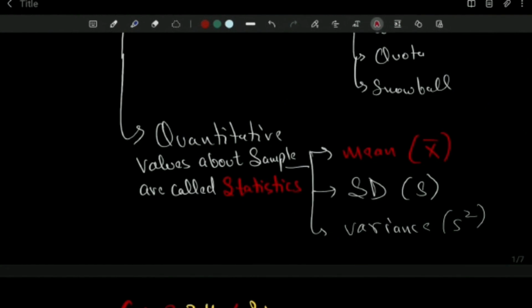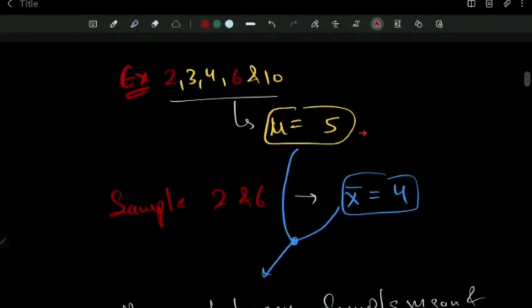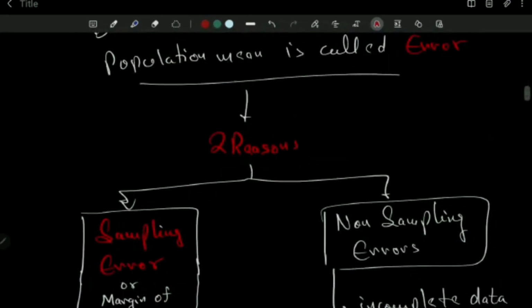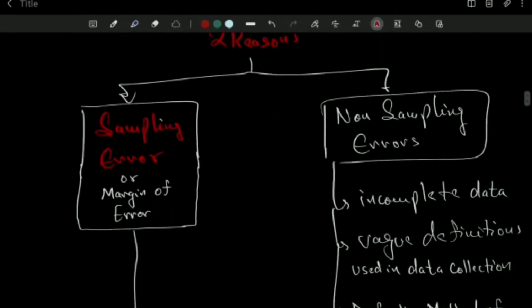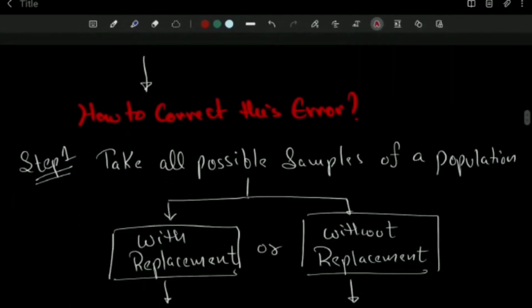So there's a deviation, a random difference between parameter and statistic. And if this difference exists due to the fact that we haven't tested the entire population, then it's called sampling error. Now, solving this sampling error is the core of this concept of sampling distribution. So the most crucial question that arises is: how do we fix this sampling error?